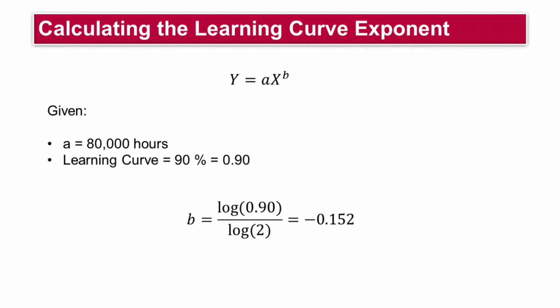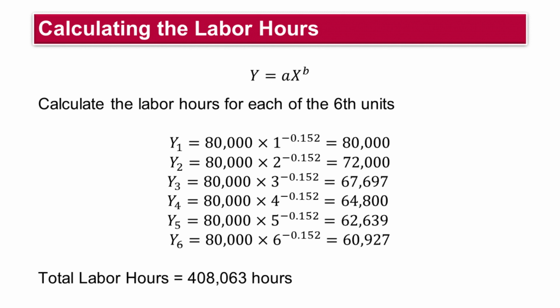This slide shows how we calculate the learning curve exponent given that A equals 80,000 hours and the learning curve is 90%. Here we get B equal to minus 0.152. Here we calculate the labor hours for each of the 6 units by using the formula. So here the labor hours for the first unit is 80,000 hours, the second unit is 72,000 hours, and so on. Notice the time gets shorter for each consecutive unit. Finally, we sum to get the total labor hours.